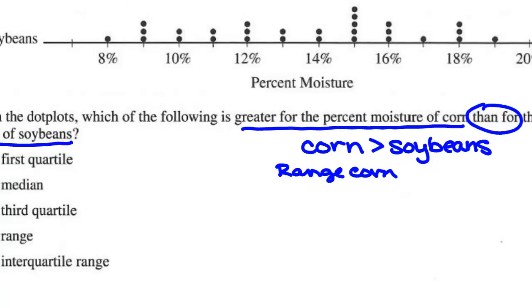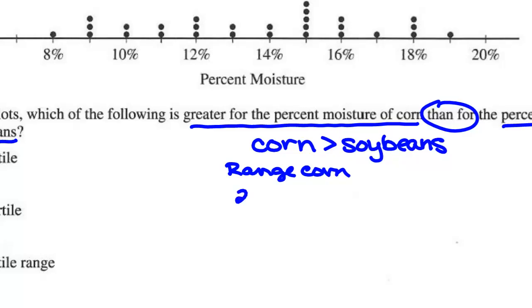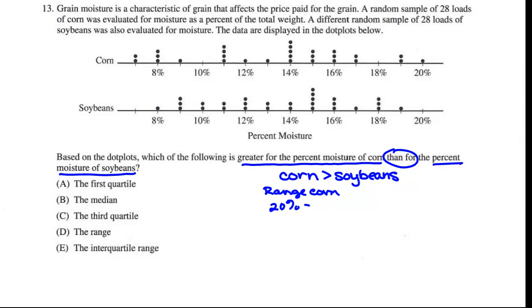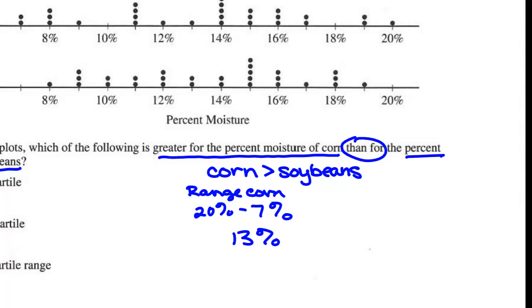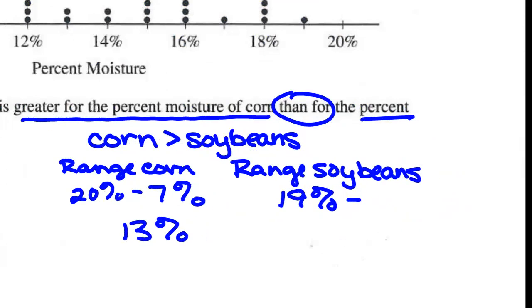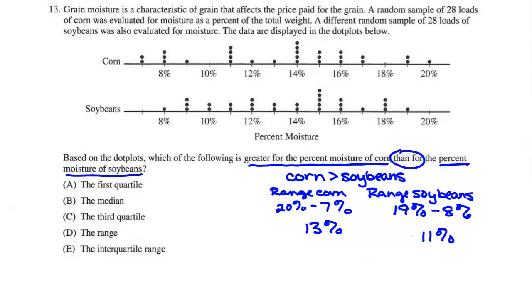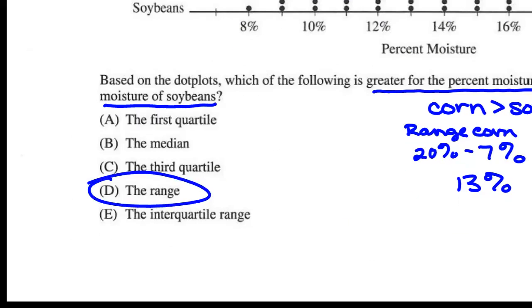So range for corn, maximum is 20%, minimum is 7%, so that's 13%. Range for soybeans, maximum is 19%, minimum is 8%, so that would be 11%. Is corn bigger than soybeans? Then we found it. It's the range.